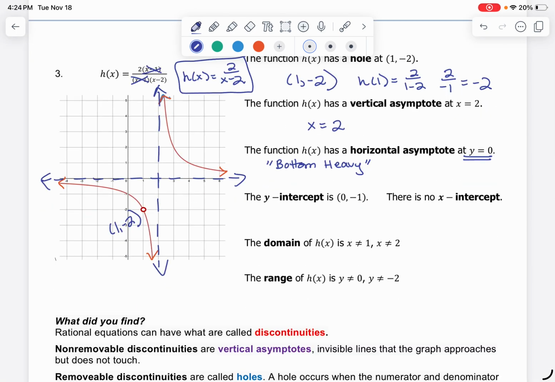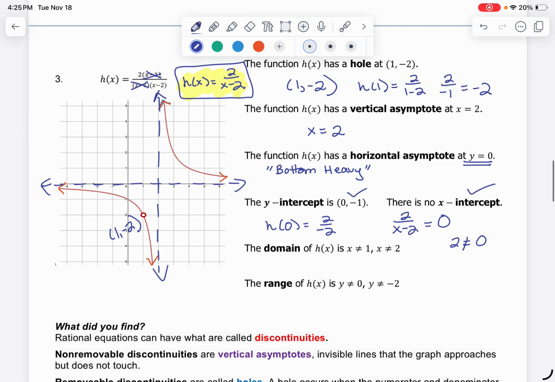All right, to find the x and y intercepts, make sure you use the simplified form of your function, which I have here. Okay, so h of 0 is going to be 2 over -2, so we get 0, -1. And notice, if I set this function 2 over x minus 2 equal to 0, a fraction only equals 0 when the numerator is 0. Well, the numerator does not have a variable. 2 is not equal to 0, so there is no x-intercept. And if you look at your graph, you can see that the graph is not going to touch the x-axis.